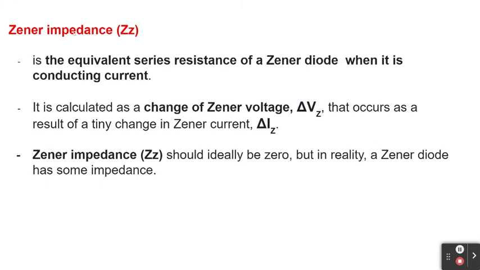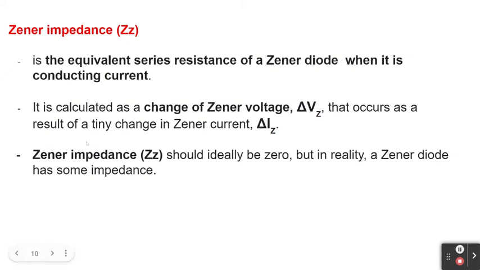So again, the Zener impedance may be written as ZZ, and this is the equivalent series resistance of a Zener diode when it is conducting current. So it's clear that this is what we call the series resistance of a Zener diode, and we call it Zener impedance. So the unit of the Zener impedance will also be ohms. Now it is calculated by finding out the change of the Zener voltage, and this will be represented in our calculation by the triangle here or the delta VZ.